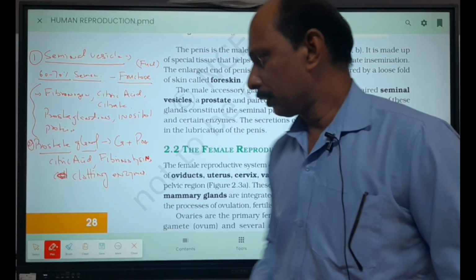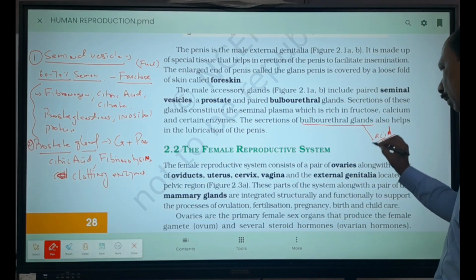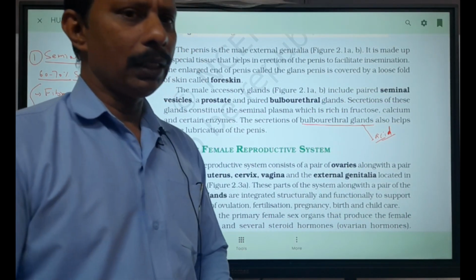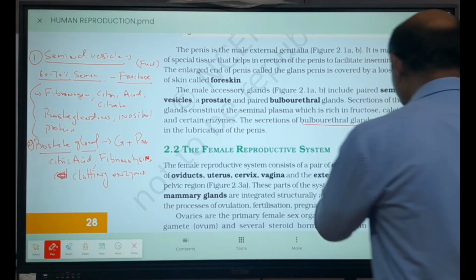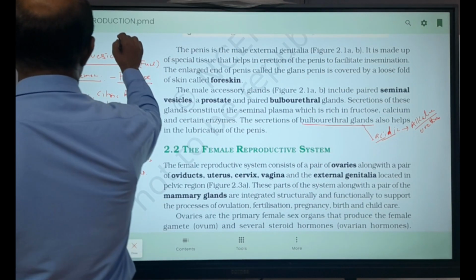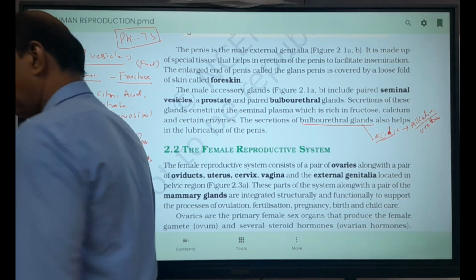It changes the acidic medium, because in the urethra uric acid and urea are released, and we know it is acidic in nature, right? So acidic means what? It is for immunity. But this acidic medium is also harmful for sperm because it destroys the sperm. So this acidic medium is converted into alkaline medium. So it forms an alkaline medium in the urethra, right? That means what? What is the pH of semen? The pH of semen is 7.3, slightly alkaline, right?